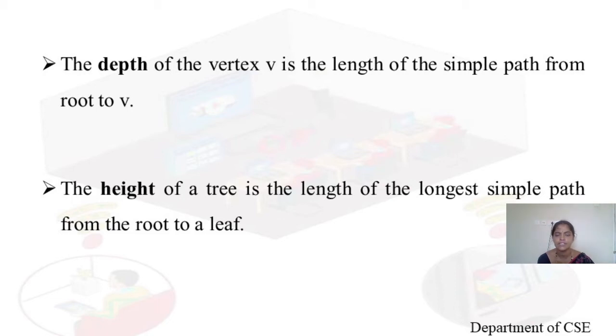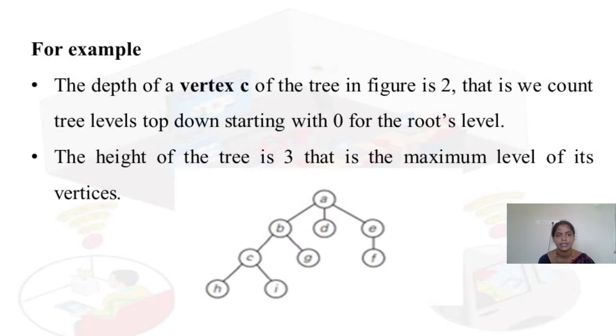Depth of a vertex V is the length of the simple path from the root to V. You take the simple path length from the root to that particular vertex V, so the depth of the vertex V is found. The height of the tree is the length of the longest simple path from the root to a leaf, wherein a leaf will not have a further child. Okay, so we'll see that in an example.